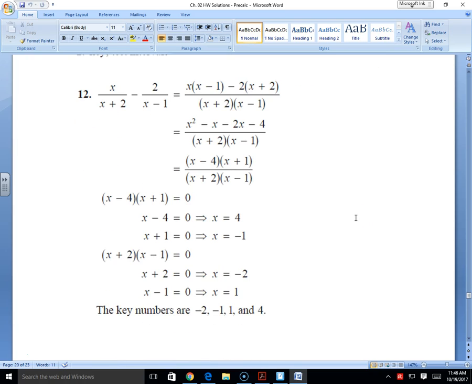You might have done this multiple ways. This is a crazy one. You were supposed to find the key numbers. Looking at the function, did you guys get the undefineds? +1 and -2. Then what did they do?